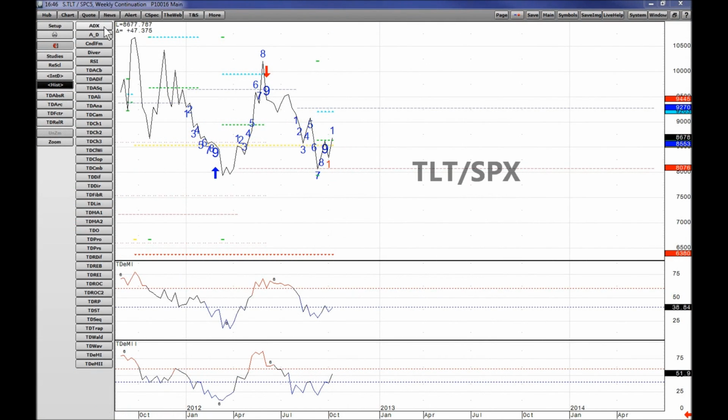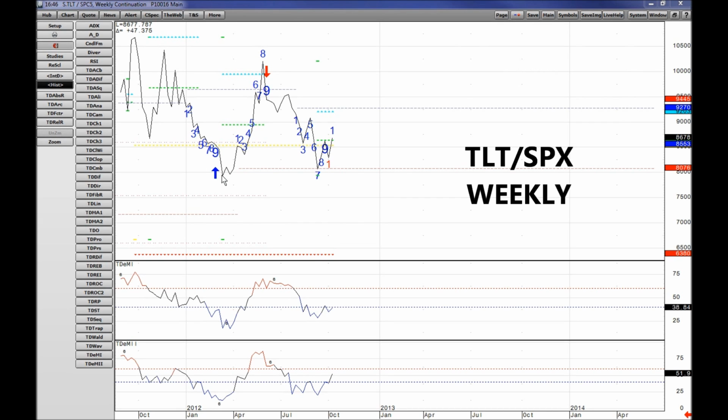Now we're looking at the same ratio, TLT or long-term treasuries relative to the S&P 500. This is a DeMark chart. DeMark charts and indicators are proprietary tools from Market Studies LLC. What are we looking at here? A 9 up. This is a buy setup that occurred.